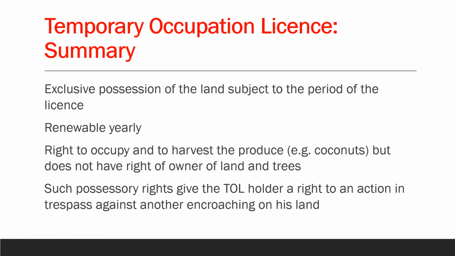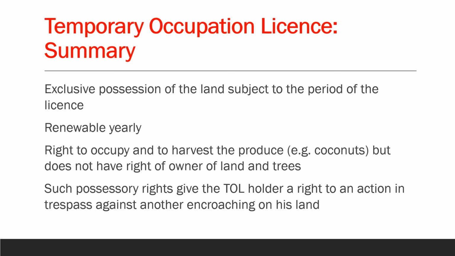So, to summarize, what does a temporary occupation license mean? It's exclusive possession of the land, subject to the period of the license. The license must be valid. It had to be renewed yearly. And as I said, of course, the first license could be given to you anytime during the year. It ends on the 31st December. After that, you continue the renewal.